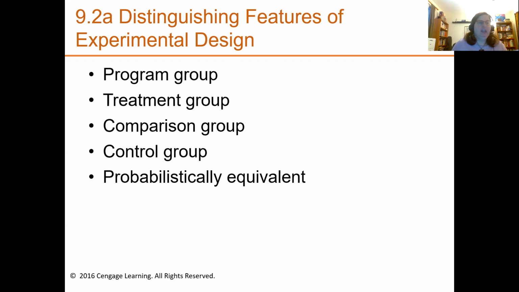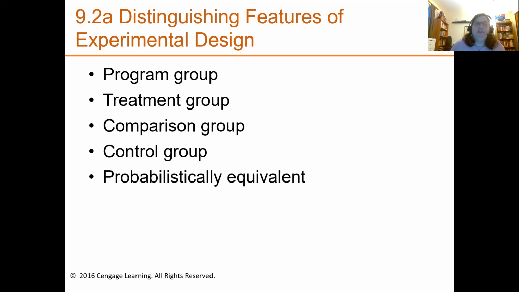So we can have a program group or a treatment group. Those are basically the same thing. And this is what you do in a comparative research design, like an experiment or quasi-experimental design. The program or treatment group receives the program of interest, and it's usually contrasted with either a no treatment comparison or control group, or a group receiving another treatment.